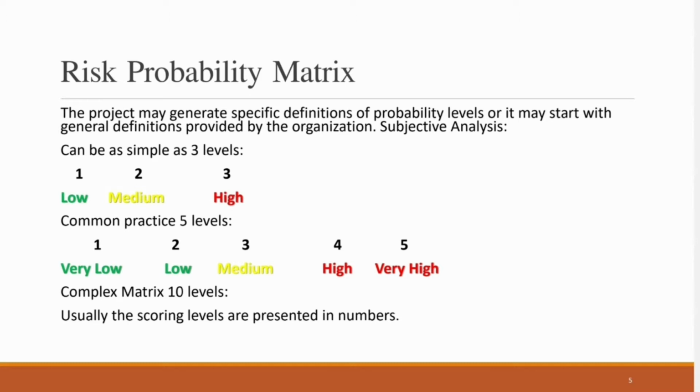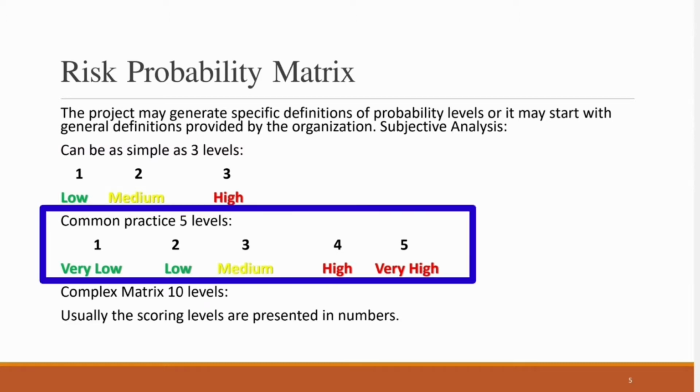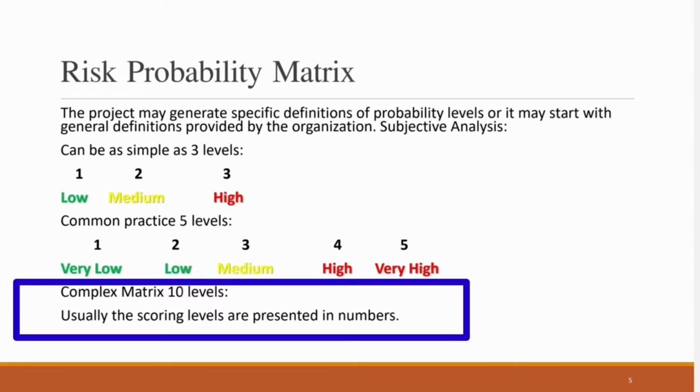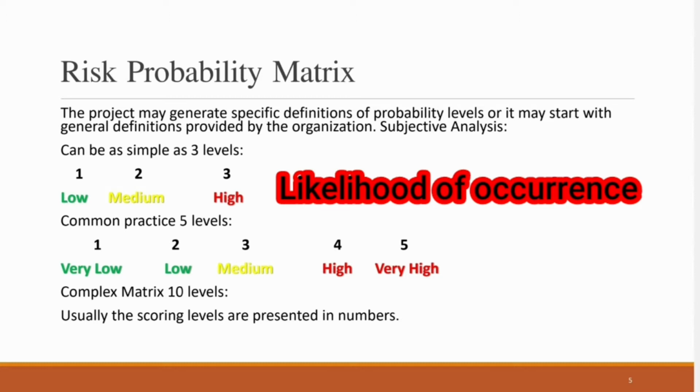Now, that probability matrix can be as simple as 3 levels: low, medium, high, or of medium complexity, by saying very low, low, moderate, high, or very high. Or it could go up to 10 levels, 1, 2, 3 up to 10, 20 levels, 30 levels, and that's going to be a little bit complex. But most risk probability matrices use either 3 levels, or the more precise, more accurate, close to reality 5 levels, where we see very low, low, moderate, high, and very high. The probability matrix will tell us the likelihood of the risk to happen in the project.